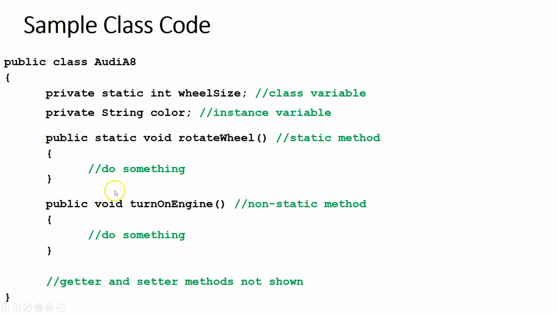Then we have some methods. I didn't actually put the code inside them to save space. Private static void rotateWheel. This is a static method, so we don't have to create an instance to use this. We've got public void turnOnEngine. This is a non-static method. We can only call this from an instance. And then there are some getter and setter methods that are not shown.